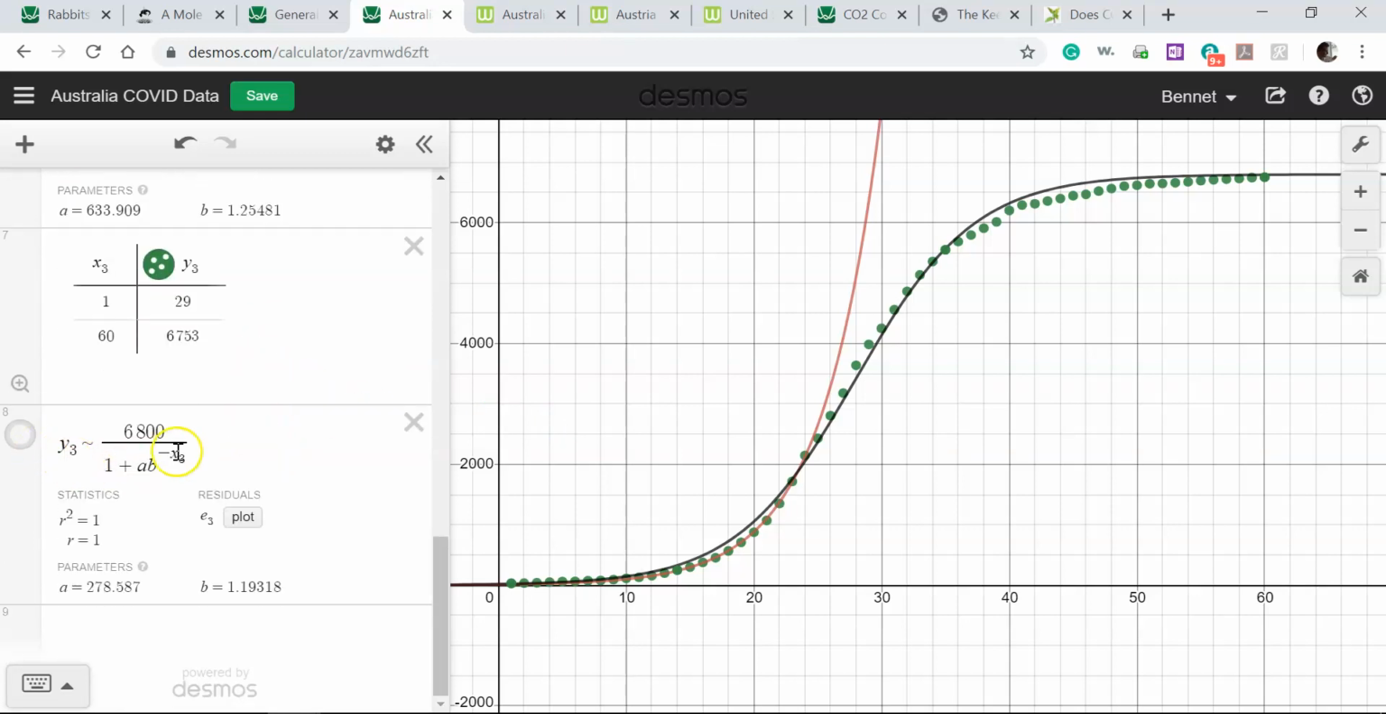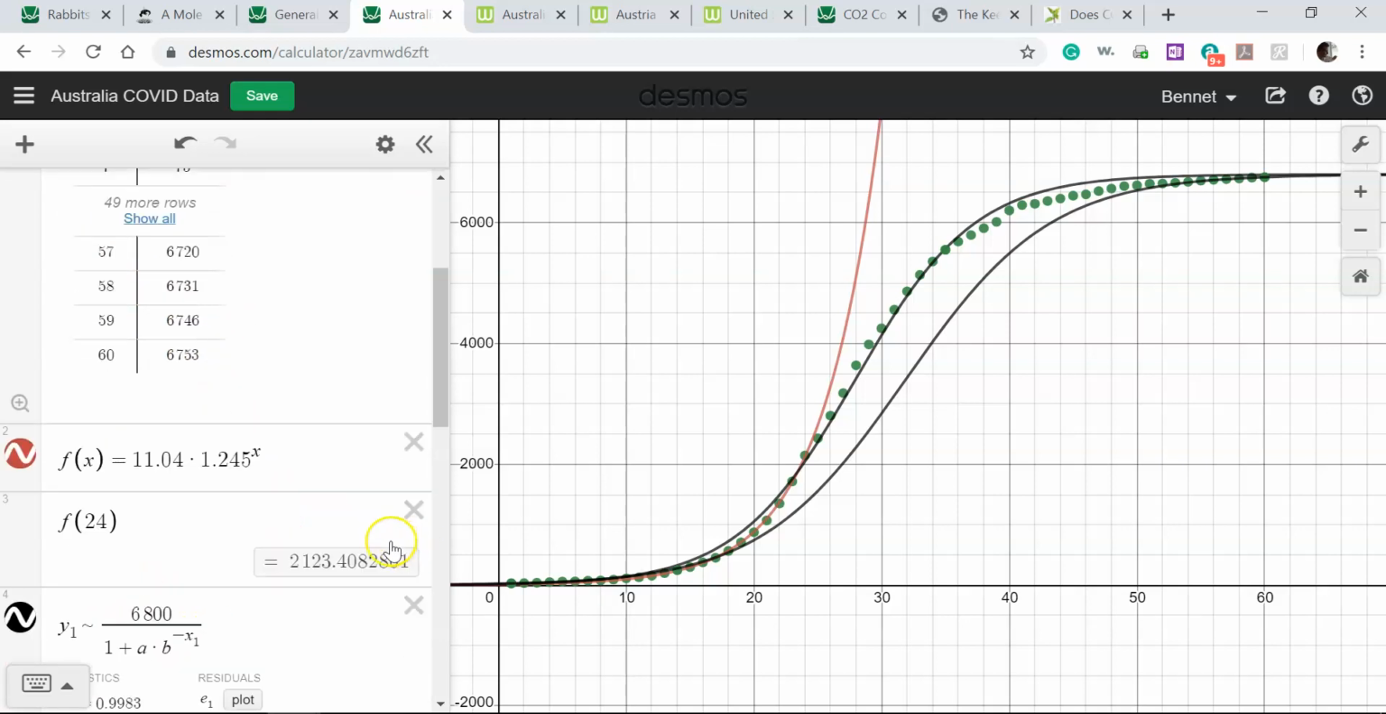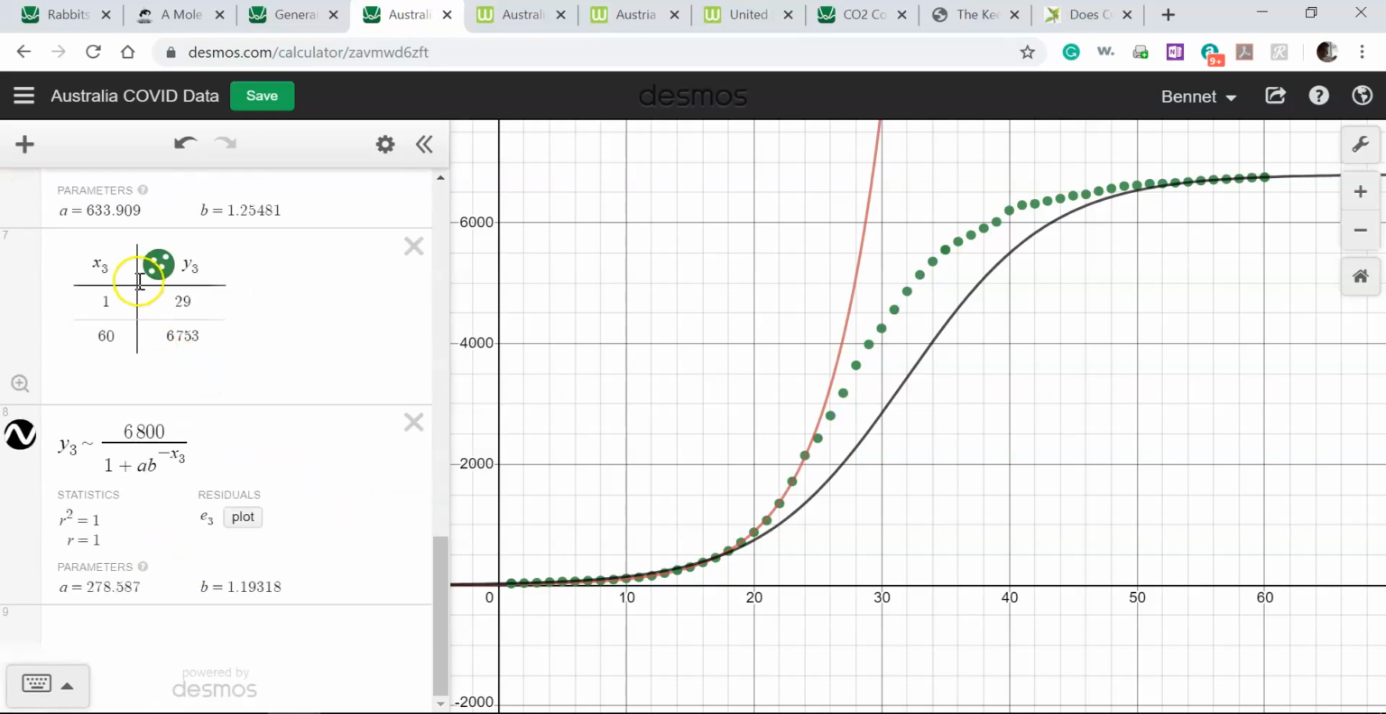We're gonna do some math in here in a little bit. If you use the first and last points in here, the first 1 comma 29 and 60 comma 6753, it's actually pretty far off, because the tail end of this thing isn't behaving quite as logistically as we thought in the beginning. Maybe this middle third here is the most logistic.